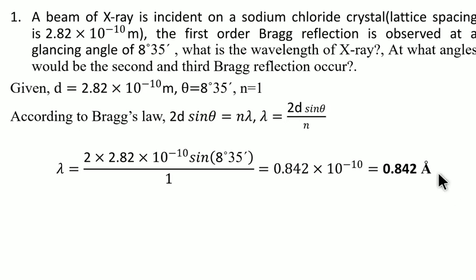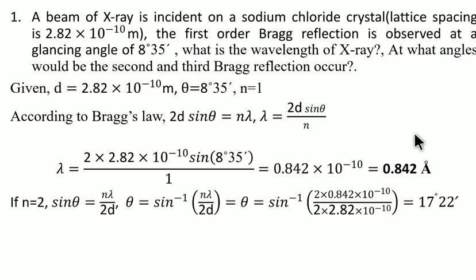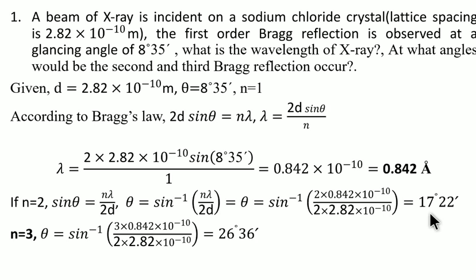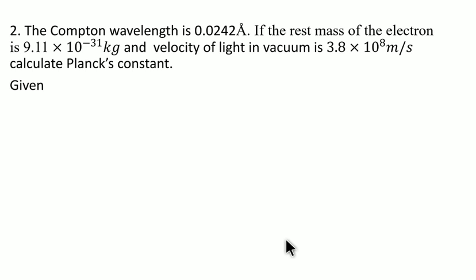This is the wavelength. The second question is at what angles the second and third Bragg reflections occur. We have to use n is equal to 2 and simplify the same formula. We'll get the glancing angle in the second order reflection. For the third, substitute n is equal to 3 and we'll get the answer. These types of questions are asked. Okay, go to the next problem.